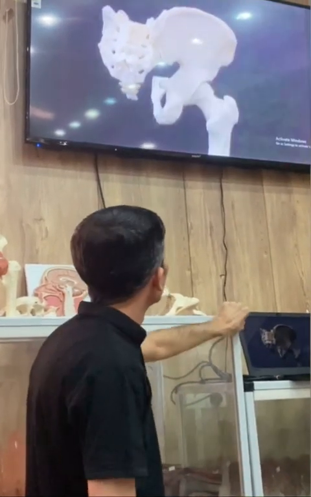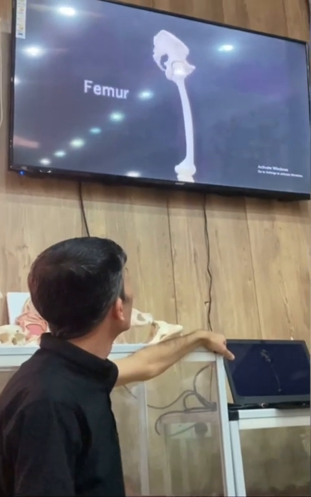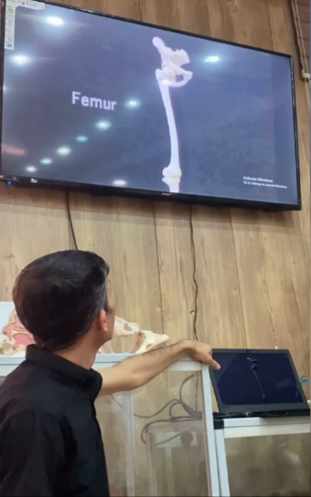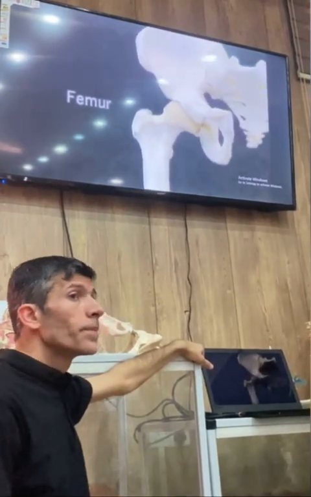Now let's add the femur to the picture. The femur is the longest bone in the body. We'll be looking at its distal end in the next section. Now the features of the proximal head.